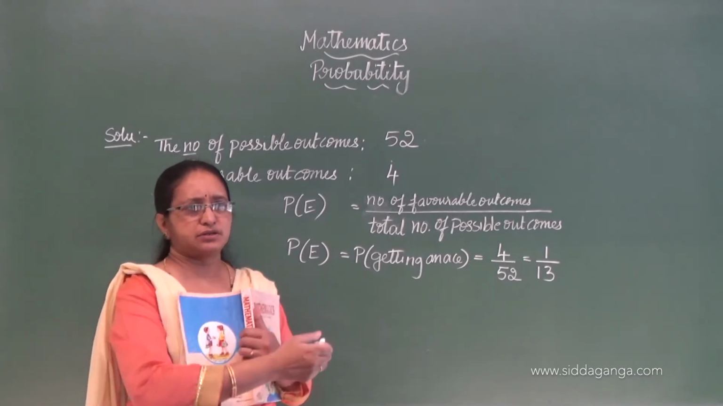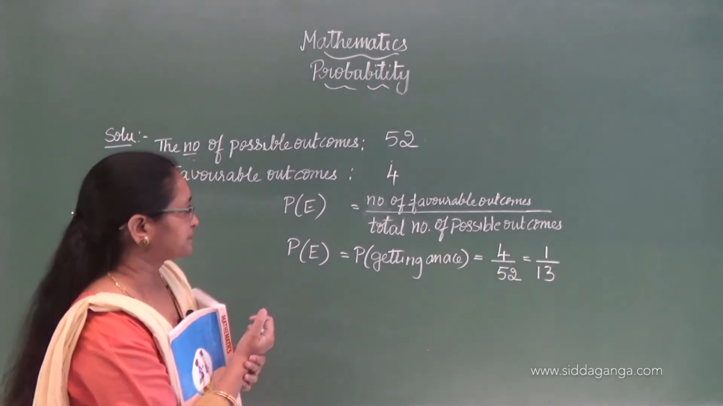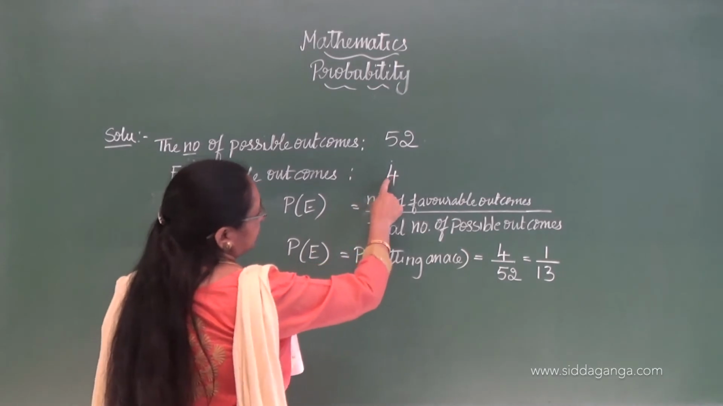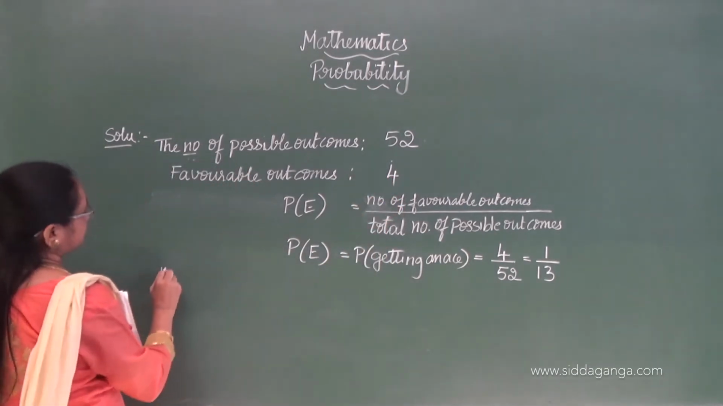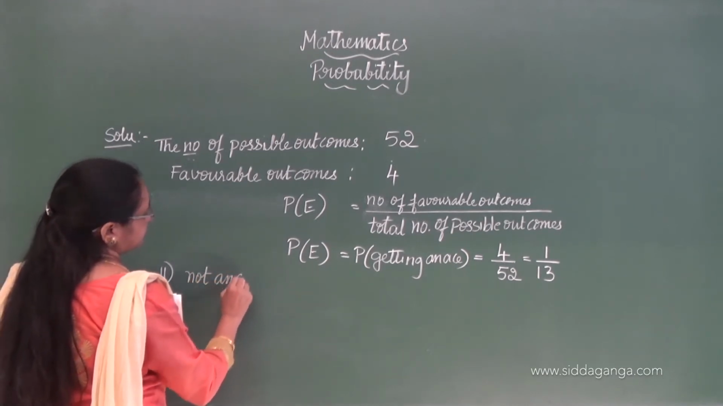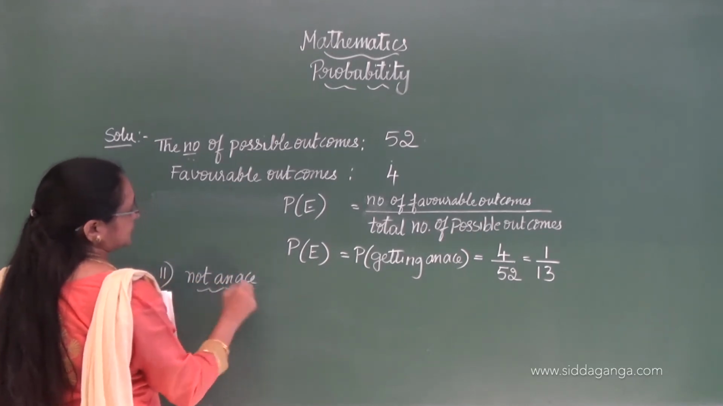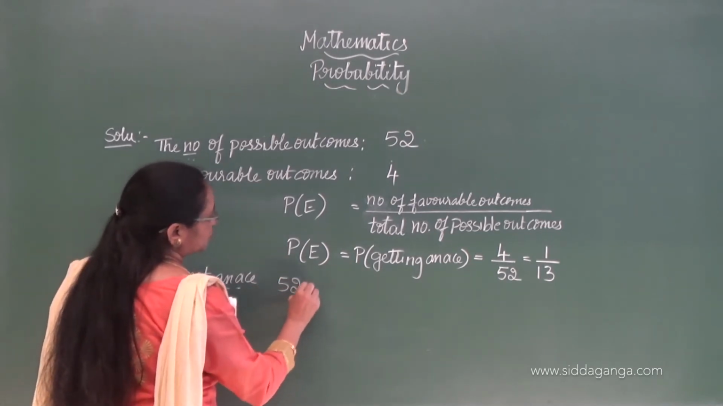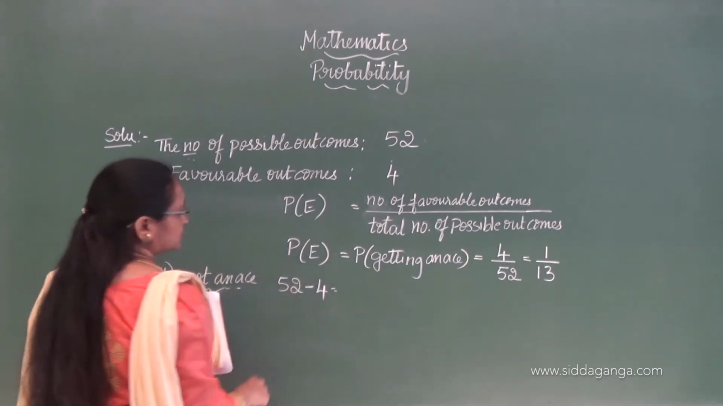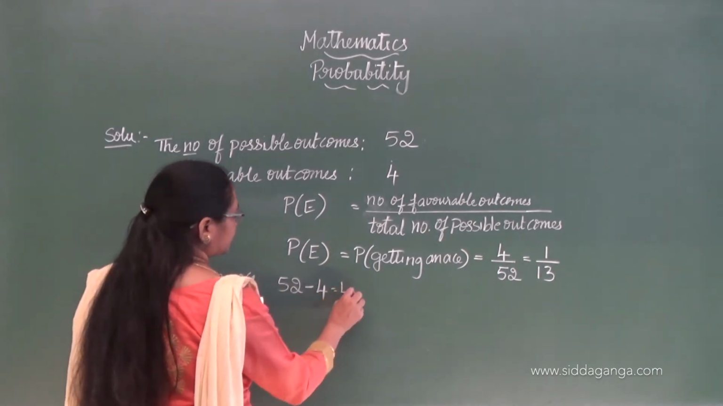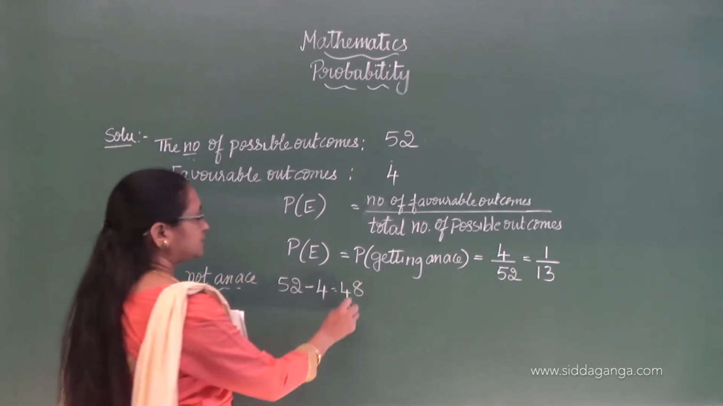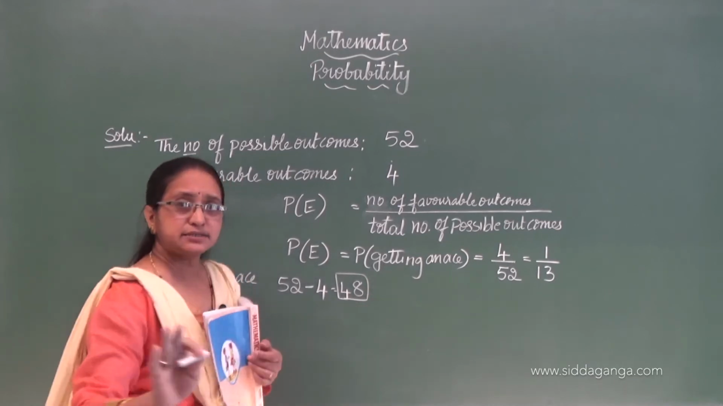See, you can do it in 2 methods here. One is, not an ace means you have to subtract. So for a card not an ace, out of 52, if you subtract 4, how much will it be? 48. Okay, 48 cards are not an ace.